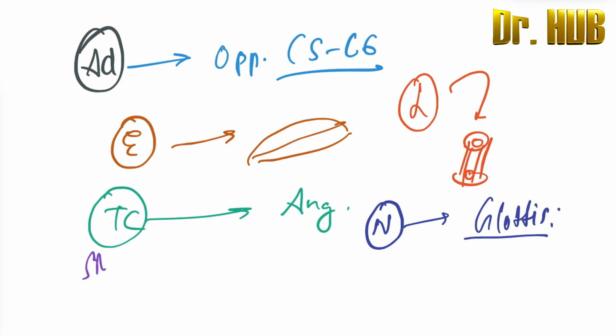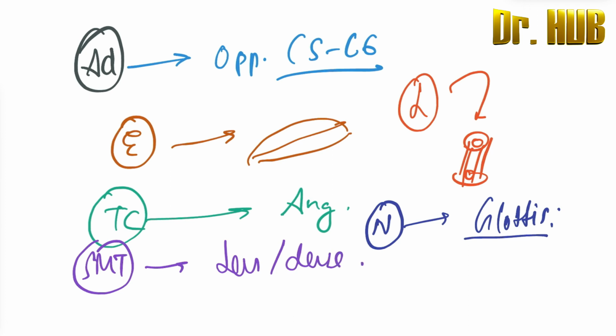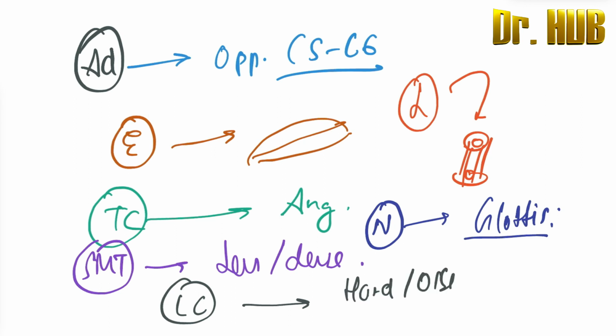Next is the submucosal tissue. The submucosal tissue will be less. In terms of infants, the submucosal tissue is going to be more. Here the submucosal tissue is going to be less and it will be dense. Then how is the laryngeal cartilage? The laryngeal cartilage here is going to be hard as well as ossified.